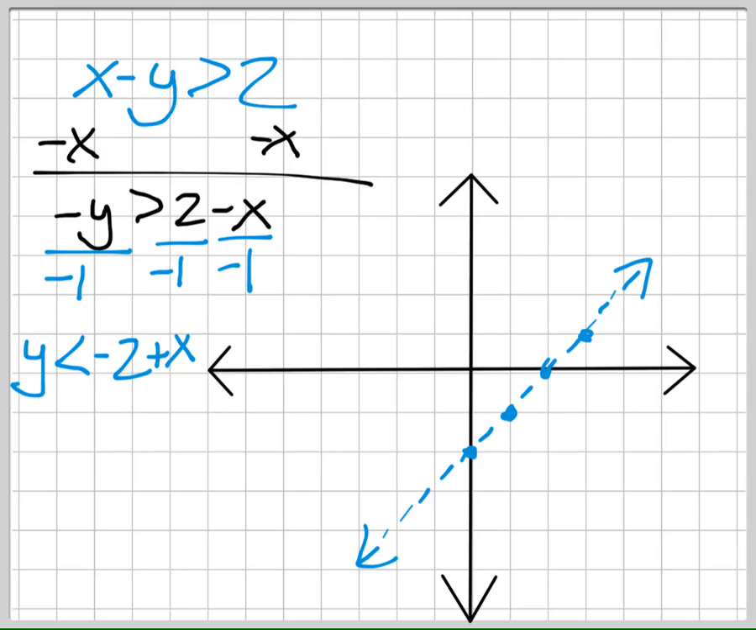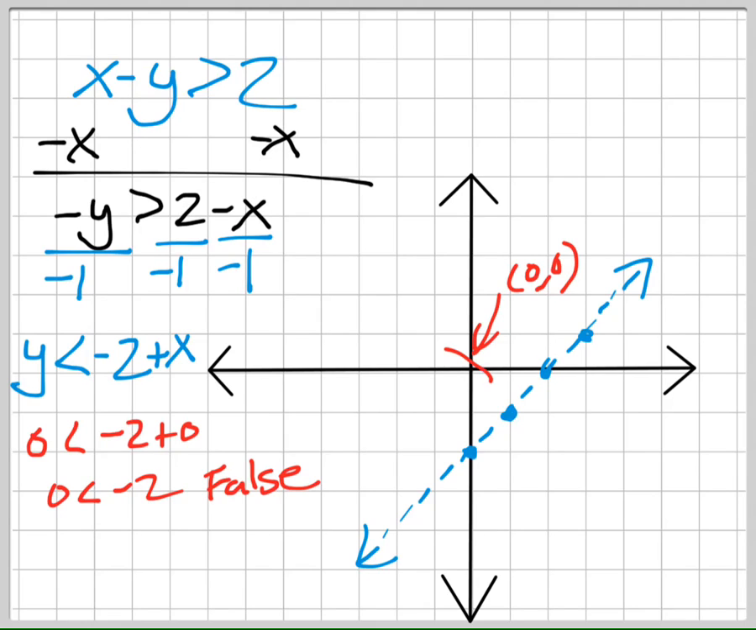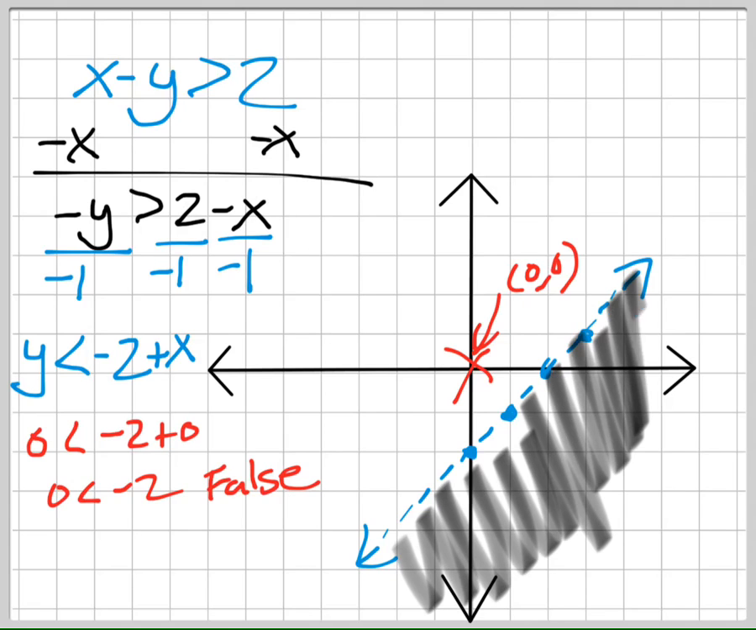So then I figure out which side are all the answers. Let's plug in our test point, 0, 0. 0 less than -2 plus 0. So 0 is less than -2, which is not true. 0 is greater than -2. So that is not part of our solution, which means the region is on the other side of that line. And that's it.